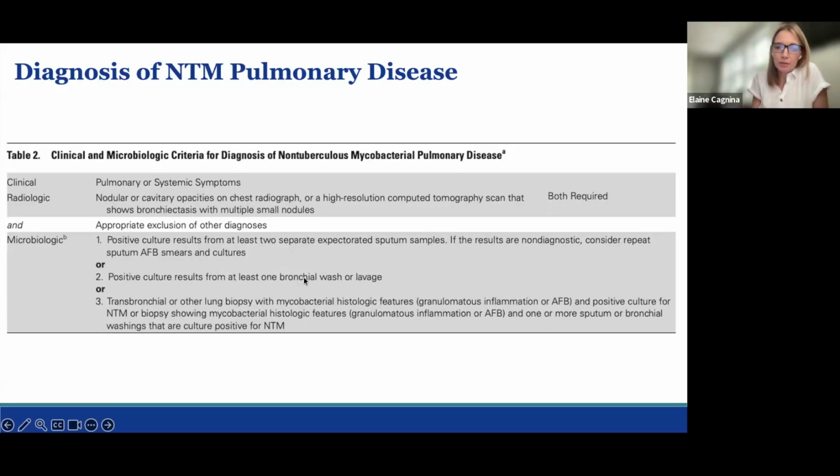And again, we talked about how it's hard to get sputum cultures on many people. And if there's a high enough suspicion for NTM infection, your doctor may talk to you about doing a bronchoscopy looking for this.